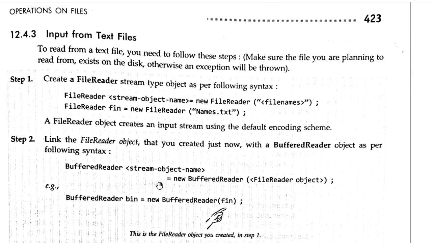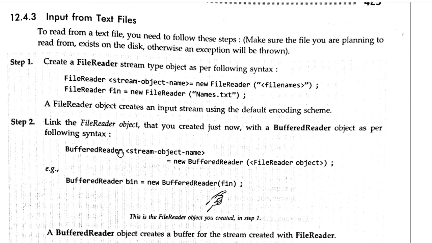Now we will learn how to take input from a text file. For that we have to use 2 classes. One is the FileReader class, another one is the BufferedReader class. The FileReader class takes the name of the file, meaning the input file, from where the program will take the input. The syntax is: FileReader object name fin equal to new FileReader, then within double quotes the name of the text file. The FileReader object creates an input stream using the default encoding scheme.